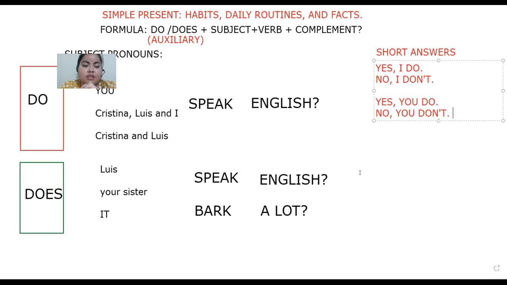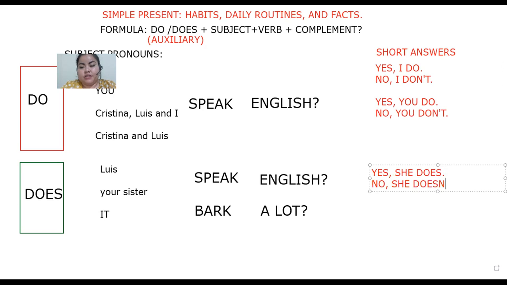In the case of he and she, it's going to be almost the same. Yes, she does. Positive. No, she doesn't. In the negative. What do you think is going to be, Alfredo, with he? Yes, he does. No, he doesn't. Okay, very good.